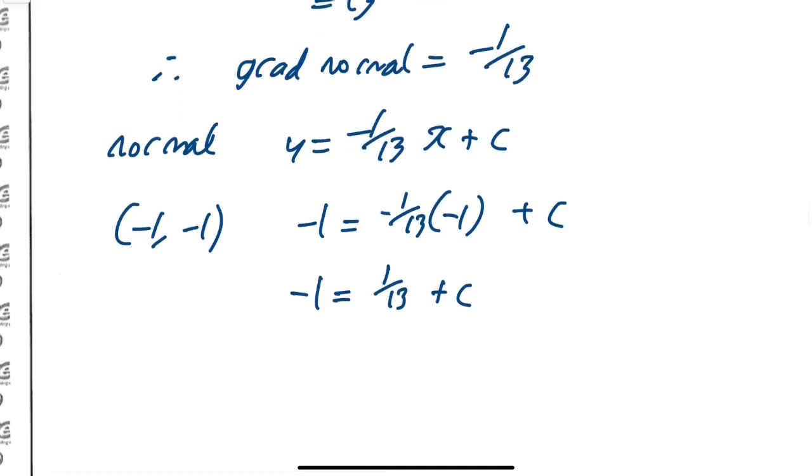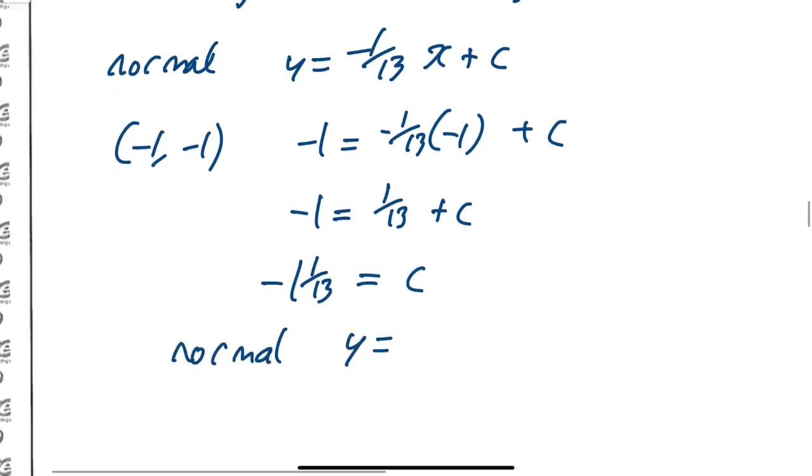And then bring that 1 over 13 across. You'll have minus 1 minus another 1 over 13. That's minus 1 and 1/13 is equal to c. And your last line, your normal is y is equal to minus 1 over 13 x, and then minus 1 and 1/13.